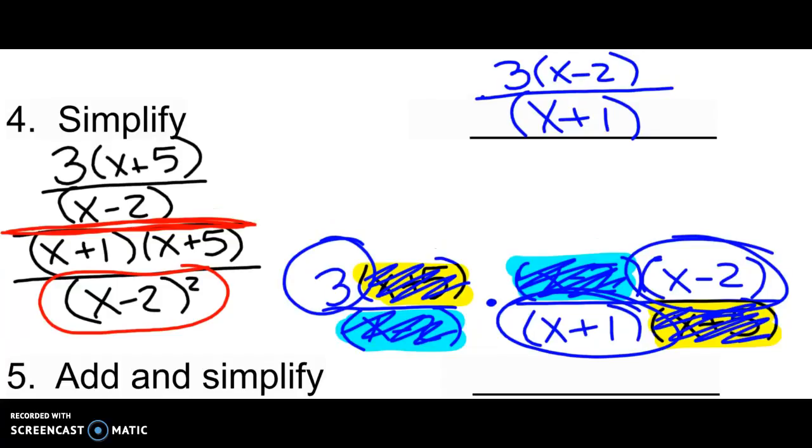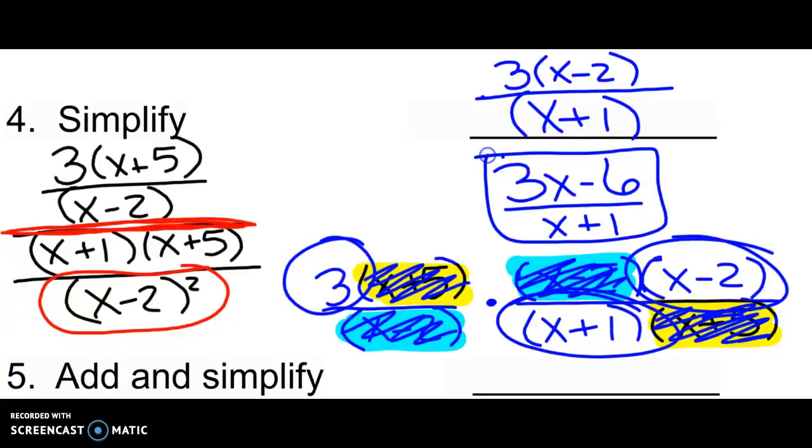That is my answer. If you wrote 3 times, oh, hold on, I didn't mean to put a parenthesis there. If you wrote 3x minus 6 over x plus 1, that's also right. Okay, so either of these is going to be correct.